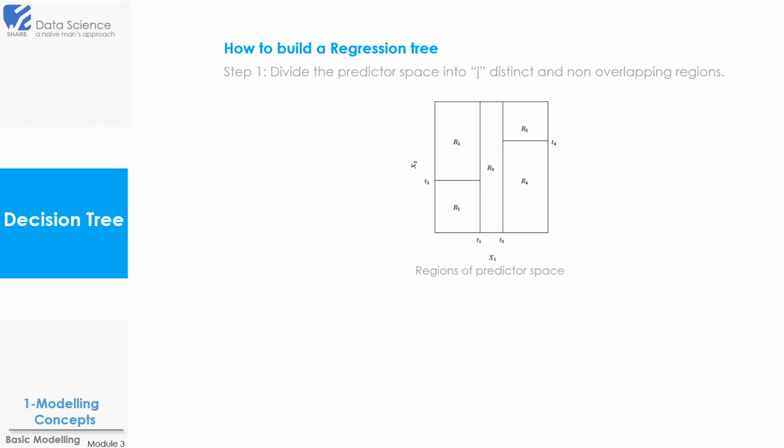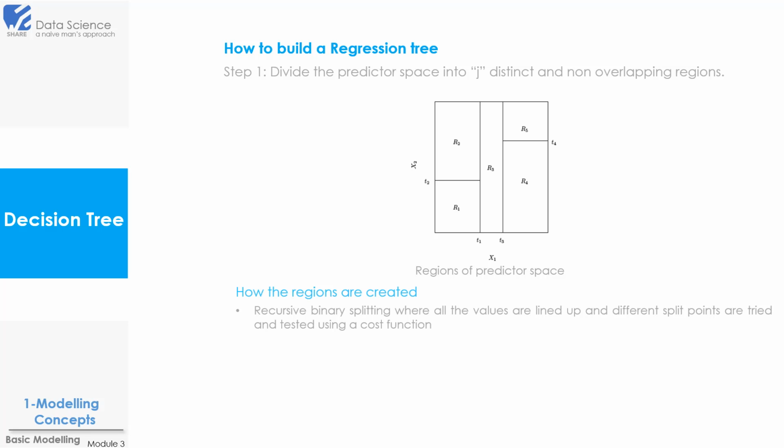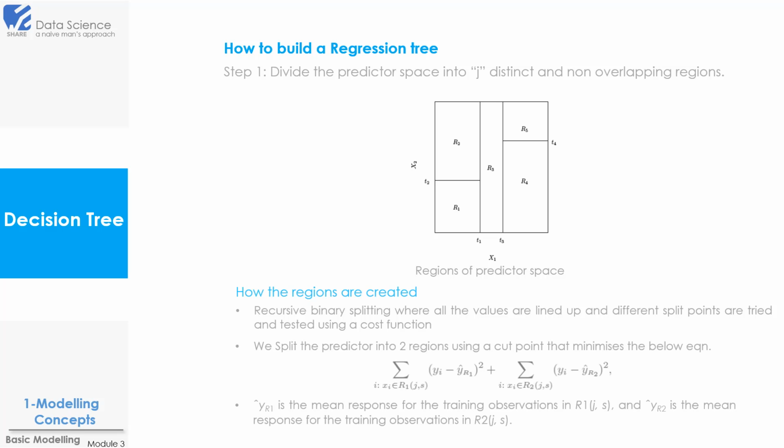In step 1, we first divide the predictor space into j distinct and non-overlapping regions as shown here. Now you may ask, how do we create these regions? For creating these regions, we use recursive binary splitting. In recursive binary splitting, all the values are lined up and different split points are tried and tested using a cost function. So we split the predictor space, that is the set of our variables x1, x2, etc., using a cut point that minimizes the below equation.